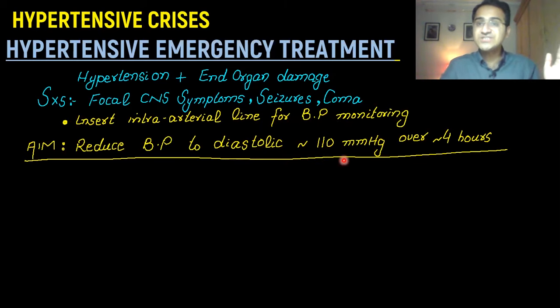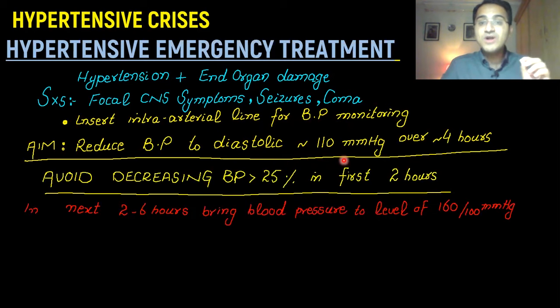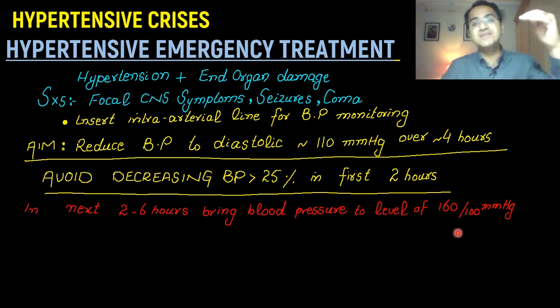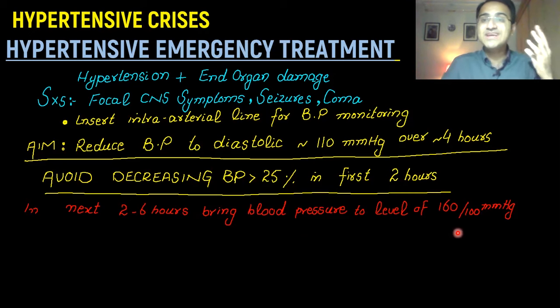So in hypertensive urgency, we were reducing blood pressure in days because the patient was not having severe end organ damage. In hypertensive emergency, we are reducing blood pressure in hours, but even in hypertensive emergency, we do not drop blood pressure very rapidly. What we do is avoid decreasing blood pressure by more than 25% in the first 2 hours. Almost 25% of the blood pressure is decreased in the first 2 hours, and in the next 2 to 6 hours, you bring the blood pressure to a level of 160 over 100, and then you slowly, gradually bring it back to the normal range. So even in hypertensive emergency, we bring the blood pressure to normal ranges within hours, but we bring it back slowly and gradually. We are not going very quick because it increases the risk of stroke.